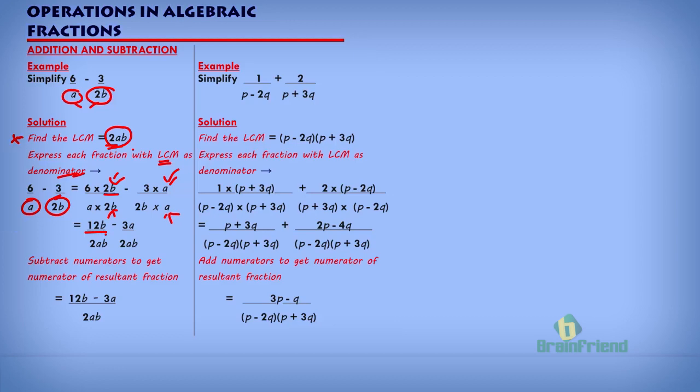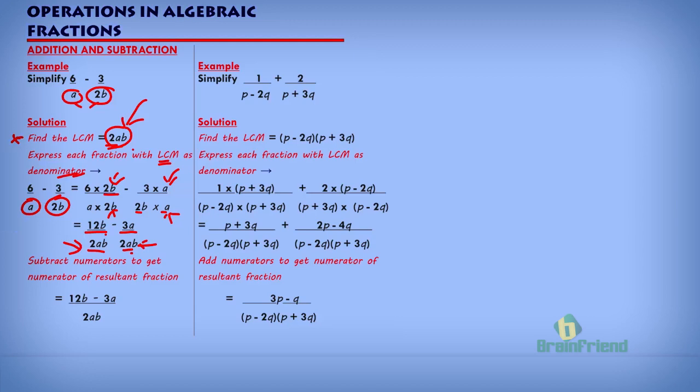A times 2b gives us 2ab. 3 times a gives us 3a. And 2b times a gives us 2ab. So we've been able to achieve what we wanted, to express each fraction with our LCM as a denominator. So we have 12b all over 2ab minus 3a all over 2ab, same denominators. All right? We could call them equivalent fractions.